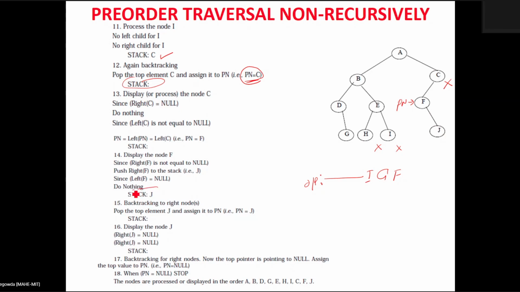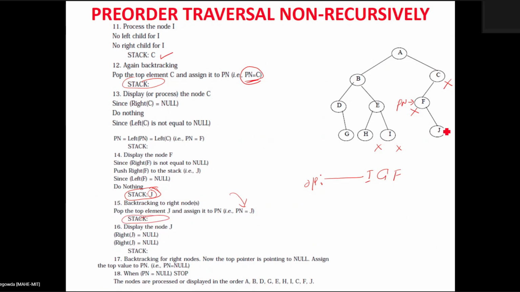So now the stack value becomes what? The stack has only one pointer or address, that is nothing but the J. Then check whether the left subtree is there for the F or not. It is not there, so you have to do the backtracing. That means you have to pop the top of the stack, that is nothing but J. Now it is assigned to the variable Pn. So my stack becomes empty right now.